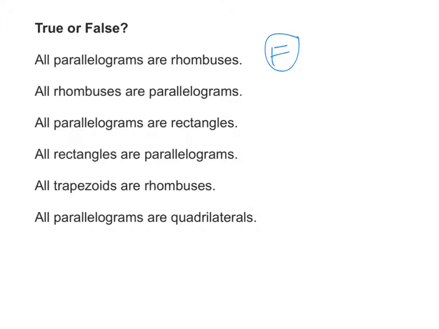Now, when you're thinking about rhombuses, I like to think in my head "rhombus" so I don't forget that silent H there, okay? True or false? All rhombuses are parallelograms. True, nice. True or false? All parallelograms are rectangles. False. Rectangles are a special type of parallelogram.